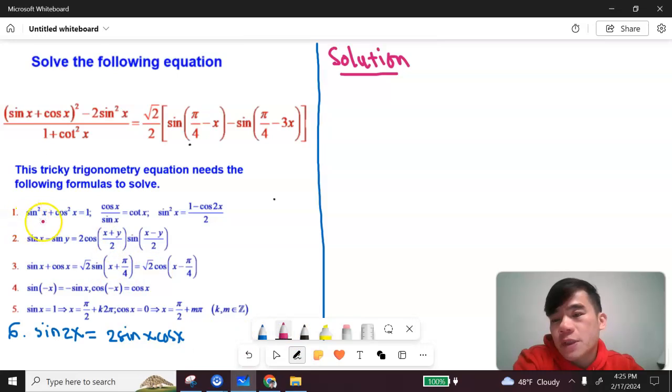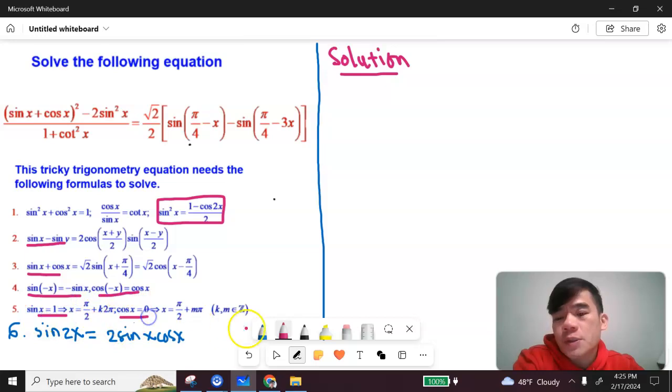This is the first identity. This is the double formula right here. This is the addition formula. This is an identity. This is the odd function: sine is odd and cosine is an even function. And this is the special angle. Okay, and we have the double formula right here.